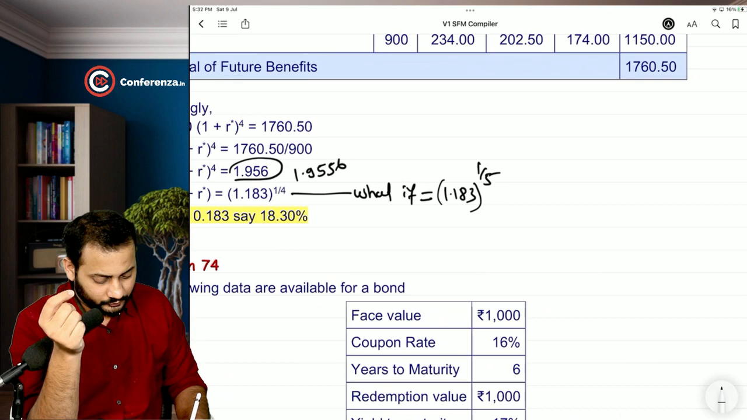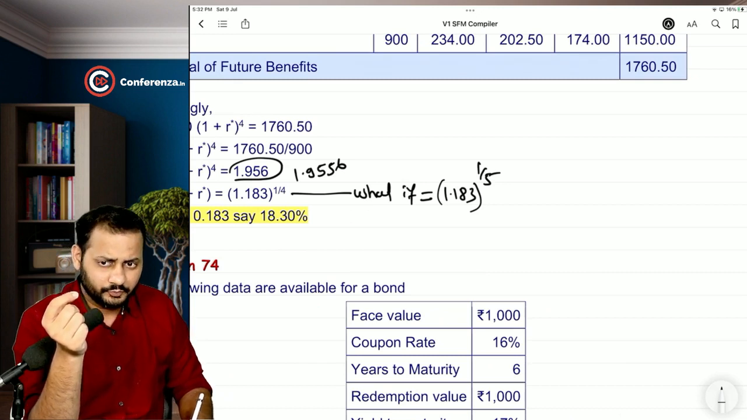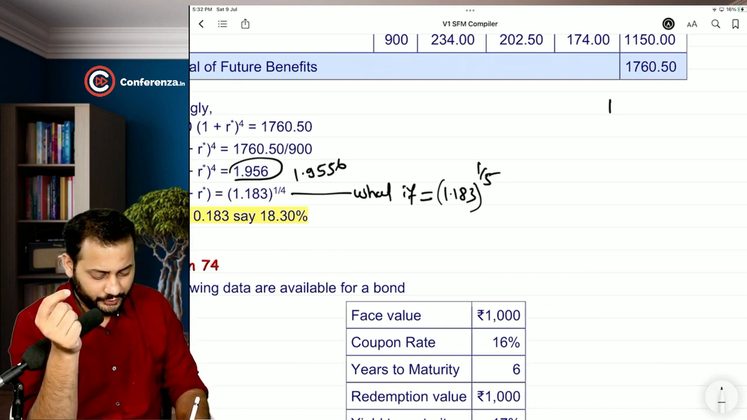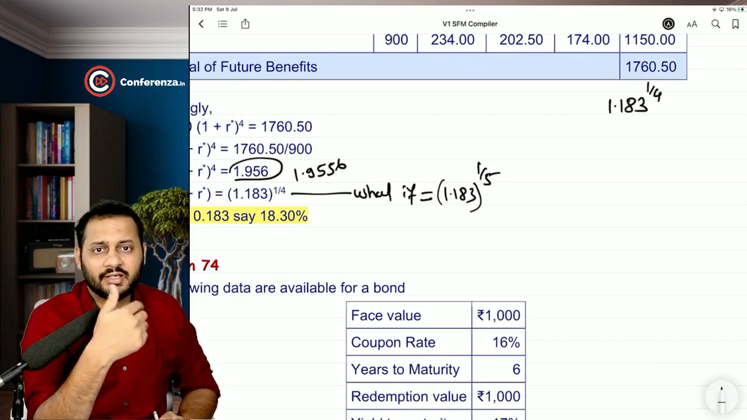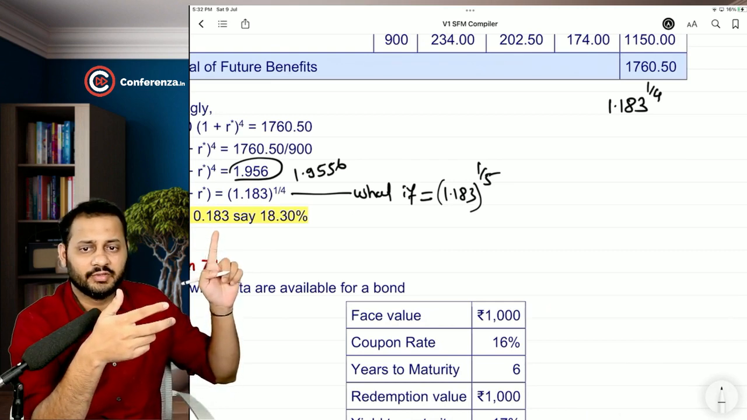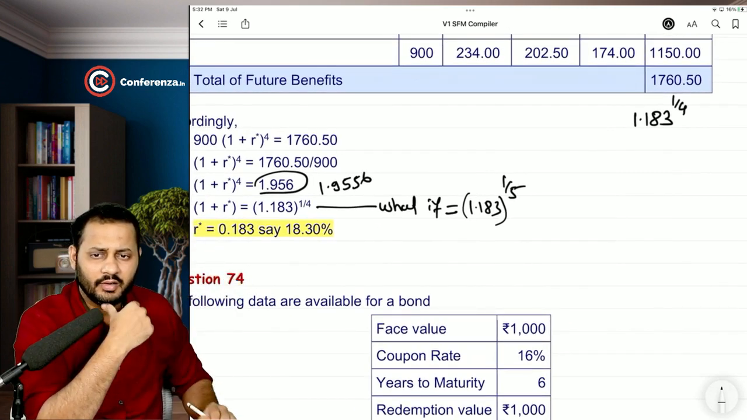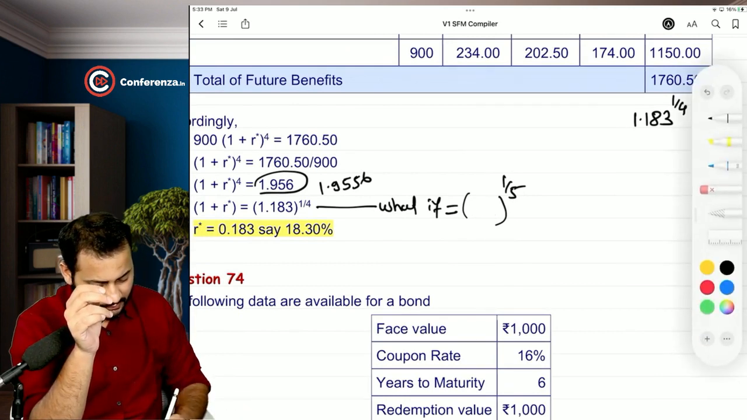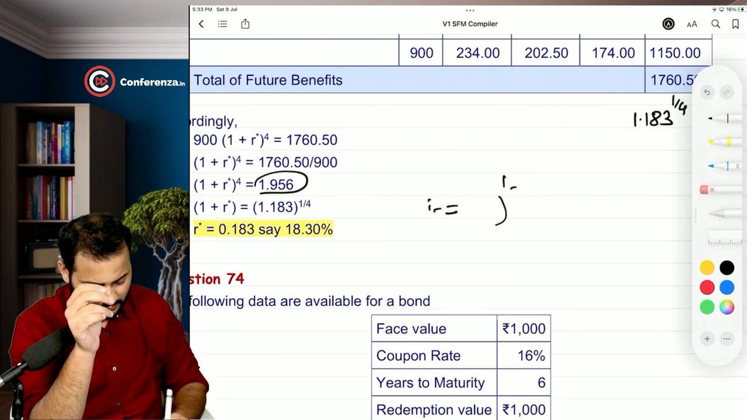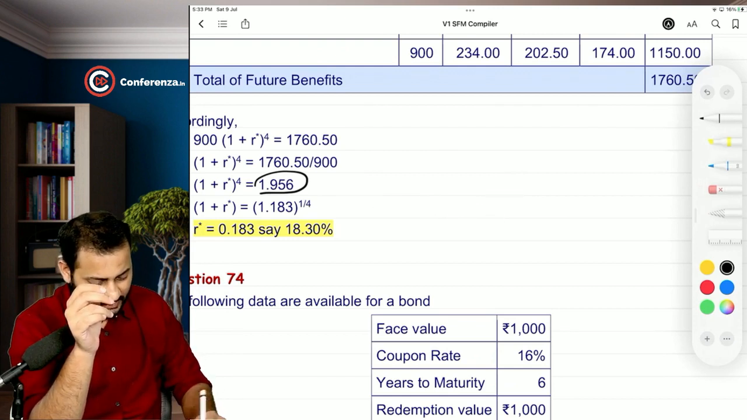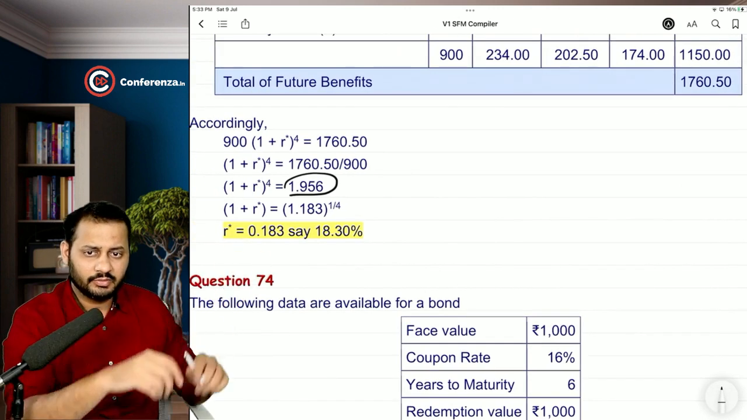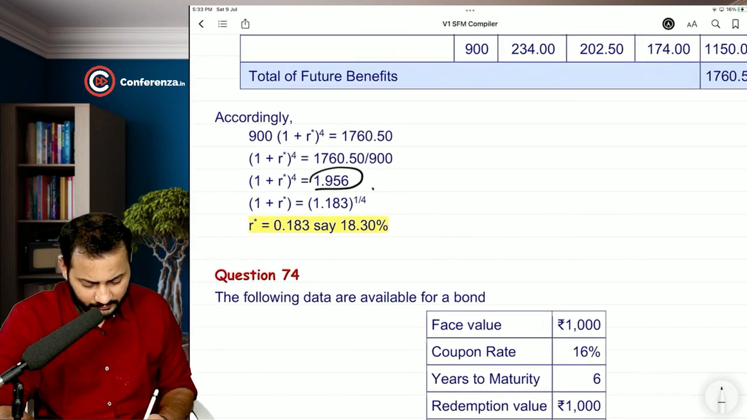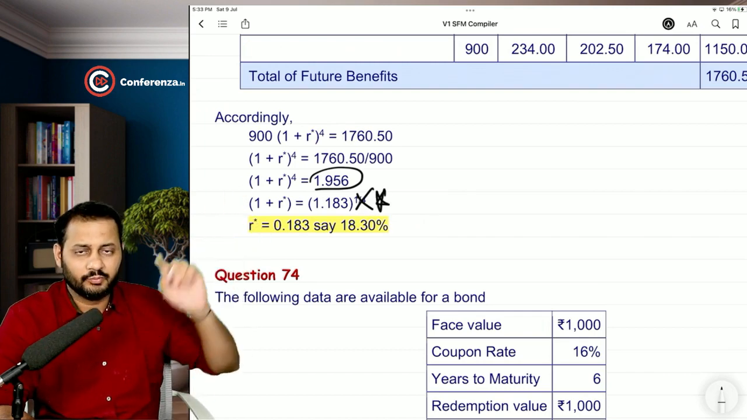I will just show it to you here with 1 by 4 itself, because I can cross check that answer with the answer that you have received here. 1.183 is the final answer, man. I don't know why they have taken to the power 1 by 4 there. So just remove it. It should be 1 by 4 on 1.956.